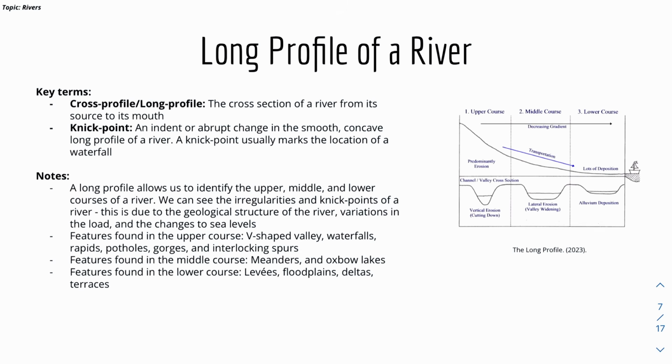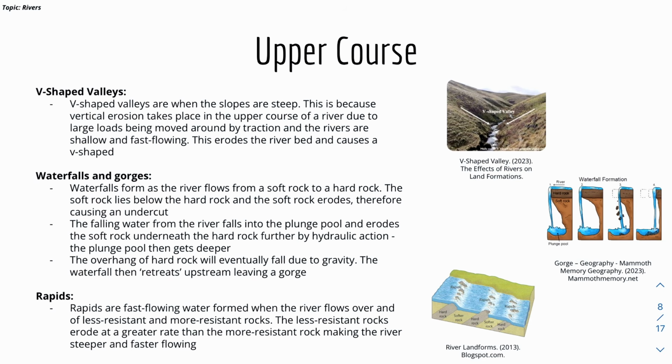These are all due to the features of the different courses. For example, the upper course is more steep, so the river will be faster. That's why you can form these different features, which we'll look into now. We're starting with the upper course.